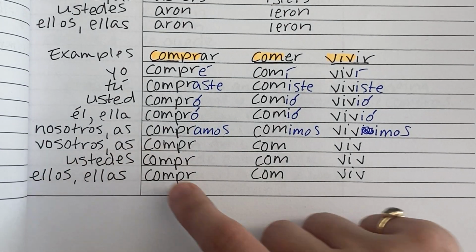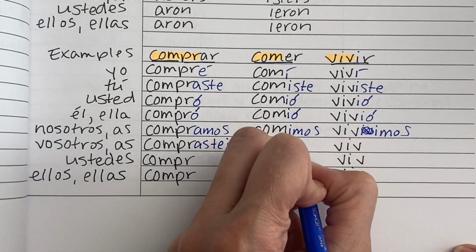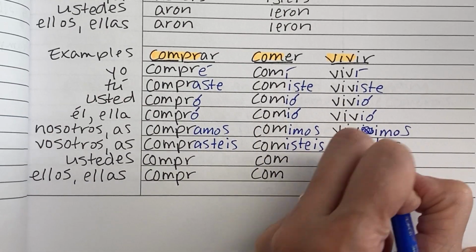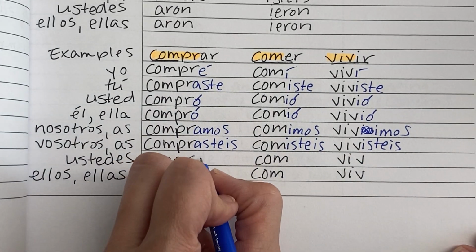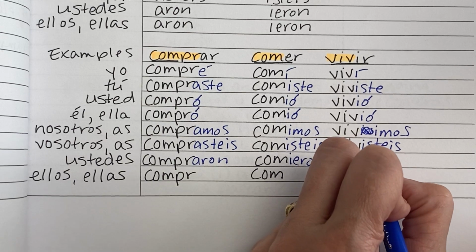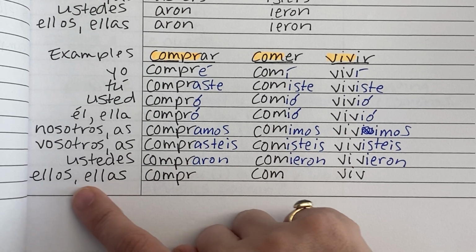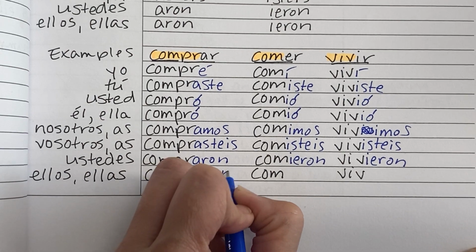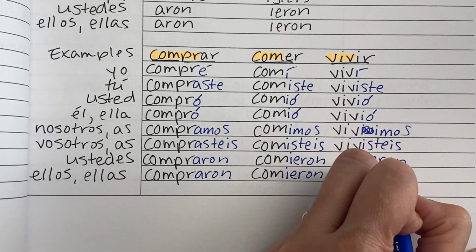You guys, in the vosotros form, comprasteis, comisteis, vivisteis. Okay. Or in Mexico, if we were going to say that in the ustedes form, you guys bought, compraron. You guys ate, comieron. You guys lived, vivieron. And then the ellos or ellas form is the same as ustedes, so they bought, compraron. They ate, comieron. And they lived, vivieron.